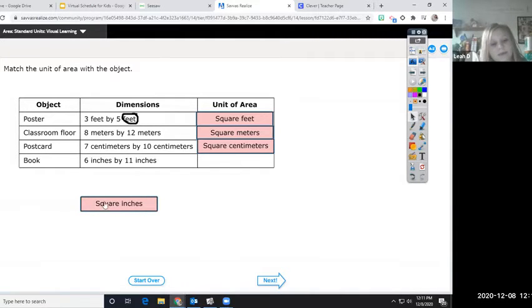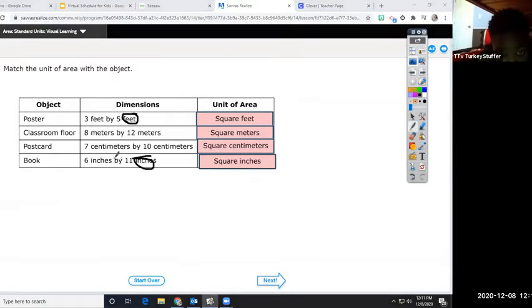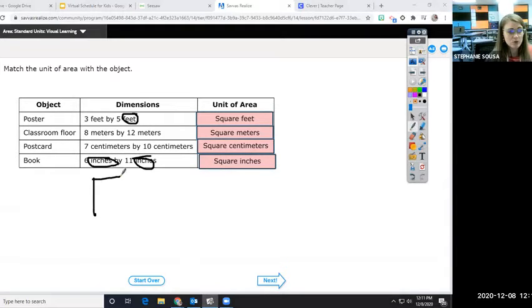And our final one, a book, is square inches, because it is inches by inches. So if we were to draw a picture of this book, it would be 6 inches by 11 inches. So if we were to draw all of those tiny squares inside of there, we would see square inches. That's a terrible drawing. Don't judge me. All right, very good.